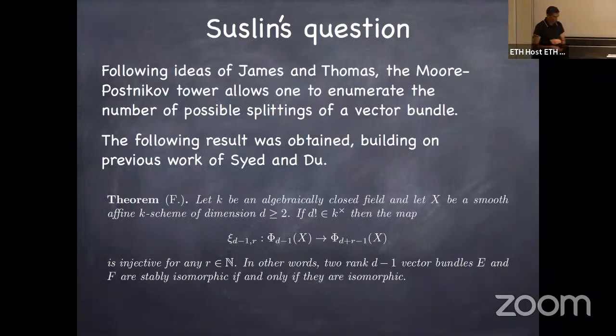Yeah, so we can use these techniques to prove the splitting results, so in co-rank 1, but we can also use it to actually prove the full Suslin question. Namely, we want to know if we have two rank d-1 vector bundles, so if they become equal when you stabilize, then are they actually equal from the beginning?